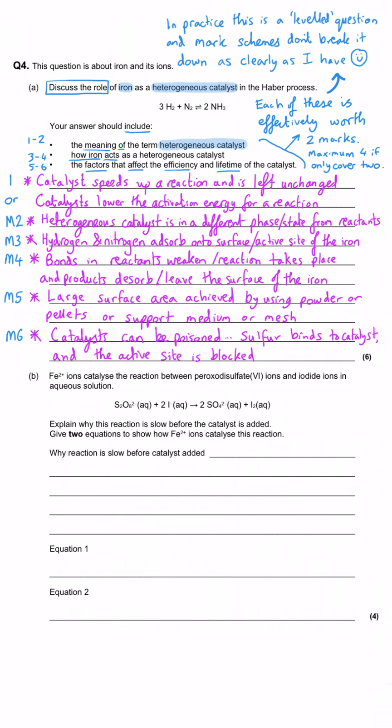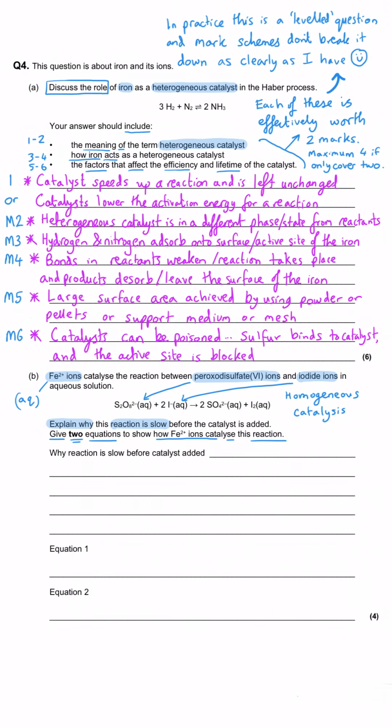It says Fe2+ ions catalyze the reaction between the peroxodisulfate ions and iodide ions in aqueous solution. And we're shown the equation here. This is the peroxodisulfate, this is the iodide ions, they're both aqueous, and we make sulfate ions as our product and iodine. We're asked to explain why this reaction is slow before the catalyst is used, and to give 2 equations to show how the Fe2+ ions catalyze this reaction.